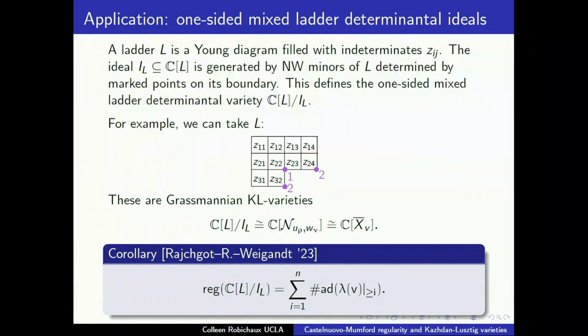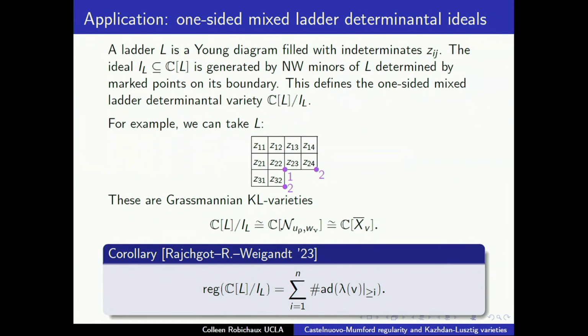And I can continue and add that last 2 by 2 minor, although that last minor isn't going to quite matter. All right. So we have that these one-sided mixed ladder determinantal varieties, by their definitions, we know that they should be isomorphic to these Kazhdan-Lusztig varieties indexed by this Grassmannian pair.